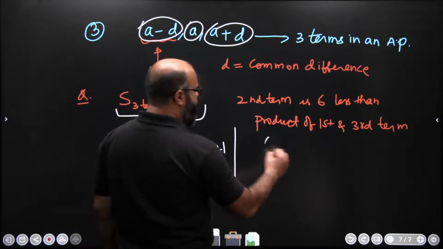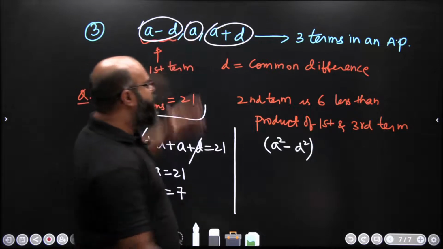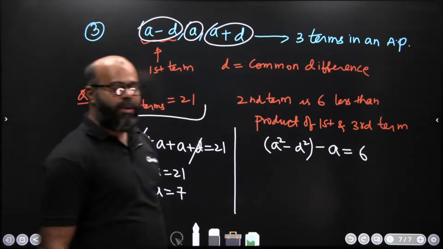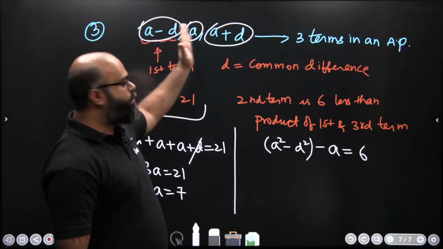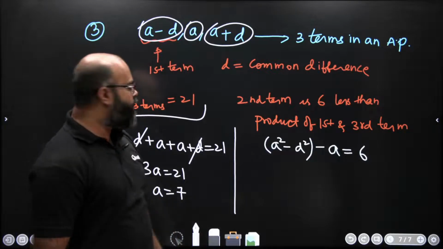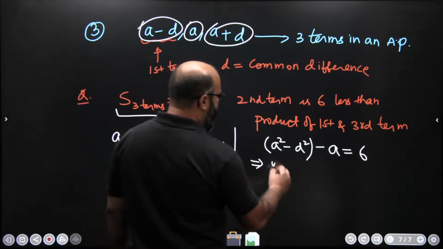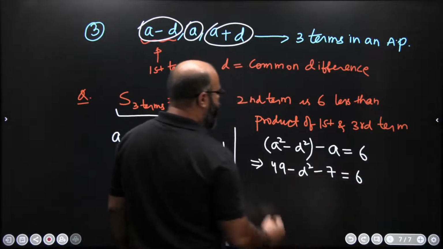By our formula, a square minus d square minus a, which is the second term, is equal to 6. This is what we mean by this statement. We are multiplying the third term with the first term and subtracting the second term, and we are getting 6. a is equal to 7. So this will become 49 minus d square minus 7 is equal to 6.